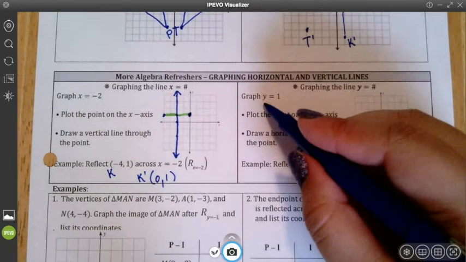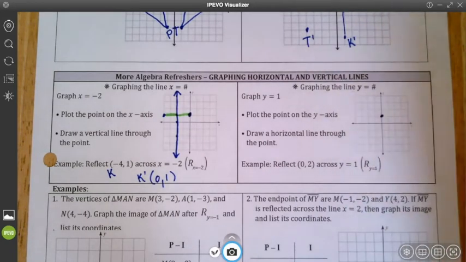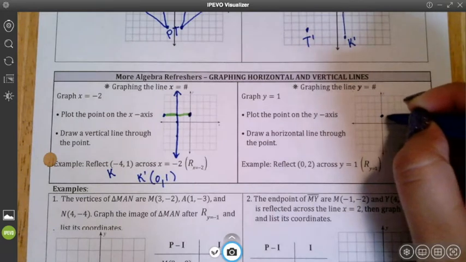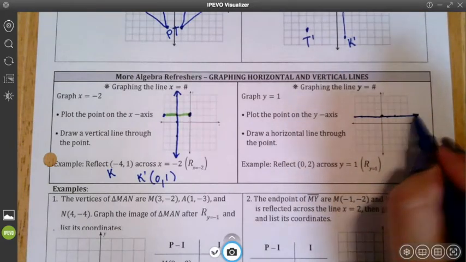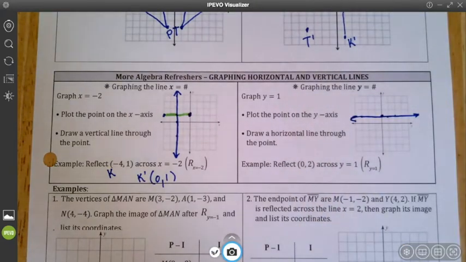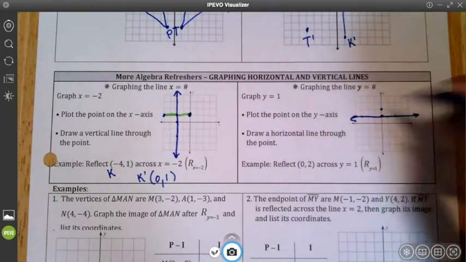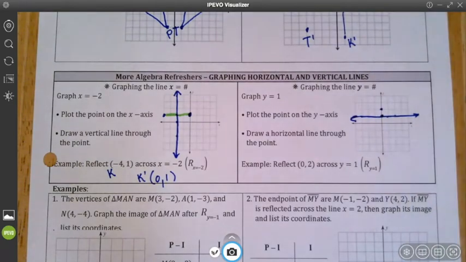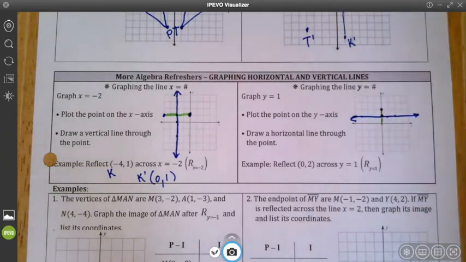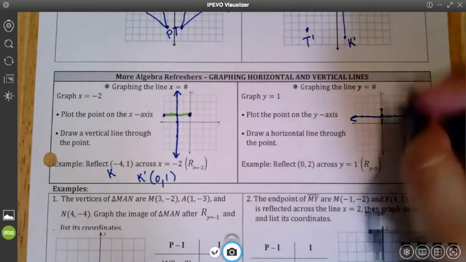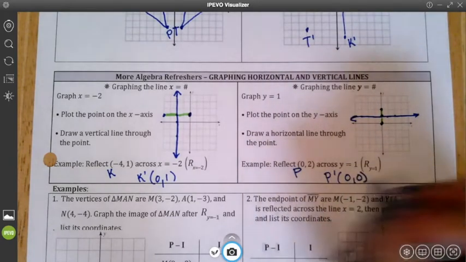Okay, we want to graph the line y equals 1, so I find the point where y equals 1, which on our axes would be right here. But then there are also the points (1, 1), (2, 1), and (-3, 1). All of these points have a y value of 1, so we have a horizontal line. Then we want to reflect (0, 2) across this line y equals 1. From this point to our line is a distance of 1, so our reflected point has a distance of 1. If this is point P, then P prime is (0, 0).